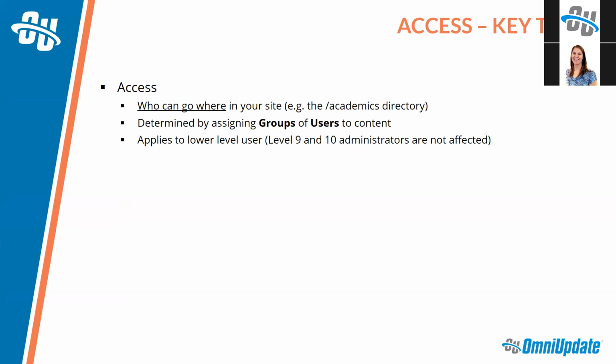An important note here, the access settings we're going to talk about today are going to apply to your lower level users. So 8 and below are going to be affected by these access settings. Your level 9 and level 10 administrators, because they're an administrative level, these access settings will not affect them. They'll still be able to see all the different things that we may be locking for the lower level users. So just keep that in the back of your mind.